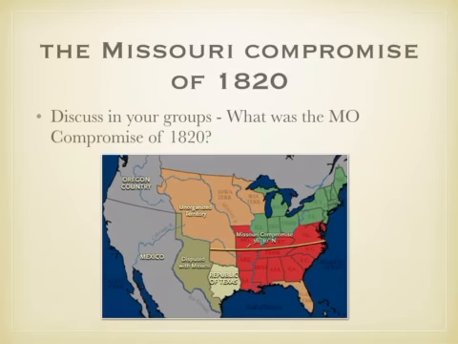But before we begin, we're going to go over the Missouri Compromise of 1820. Last week we talked about the Missouri Compromise just a little bit. So we are going to discuss in your groups what the Missouri Compromise of 1820 was, or anything you can remember from it. I'm going to give you about 30 seconds, and after the 30 seconds is up, we're going to come back together as a group and discuss as a whole class.